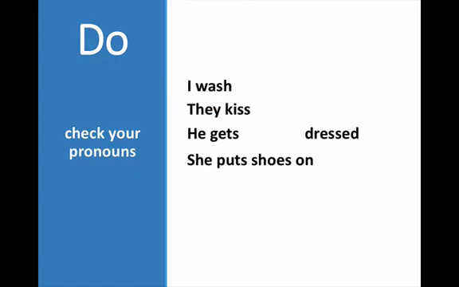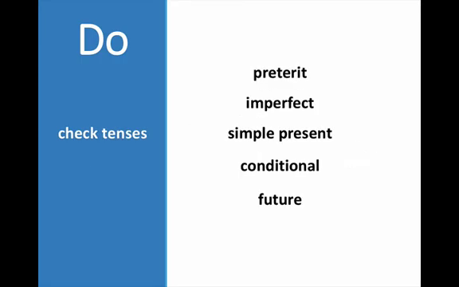Do check your pronouns. In Romance languages, online machine translators often miss reflexive pronouns with their reflexive verbs, especially when multiple reflexive verbs are listed in a single sentence. Do check tenses, especially the past tense. In English, we do not distinguish between past tenses like in Romance languages such as Spanish. In Spanish, there is the preterite and imperfect tense.